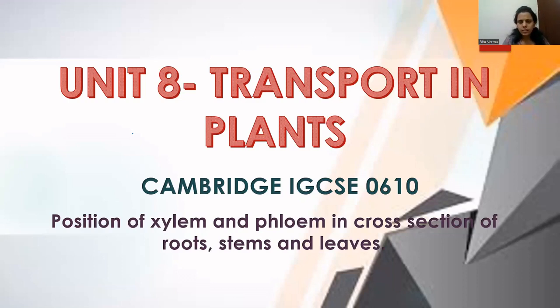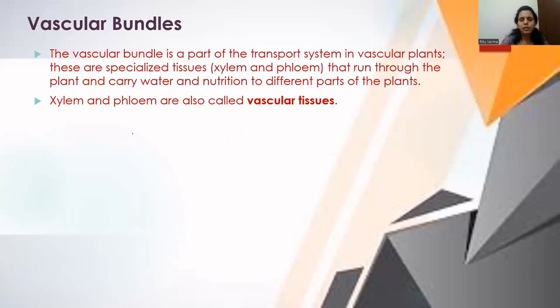Okay, so first understand the meaning of the term vascular bundles. Vascular bundles form a part of the transport system of the plant. These vascular bundles are the arrangement of vascular tissues, that is xylem and phloem, in a particular manner. The vascular bundle is made up of two specialized tissues, xylem and phloem, and its function is to transport water, minerals and nutrients to different parts of the plant.